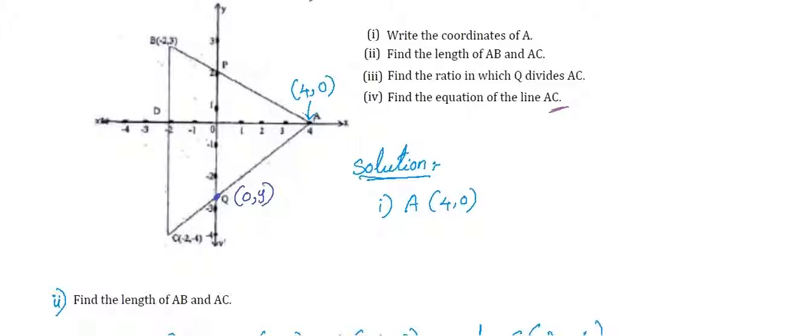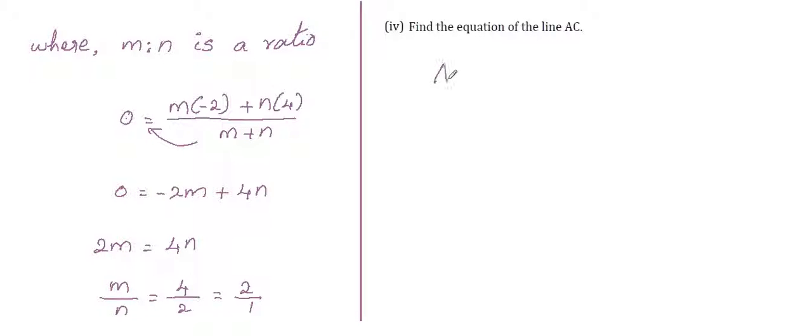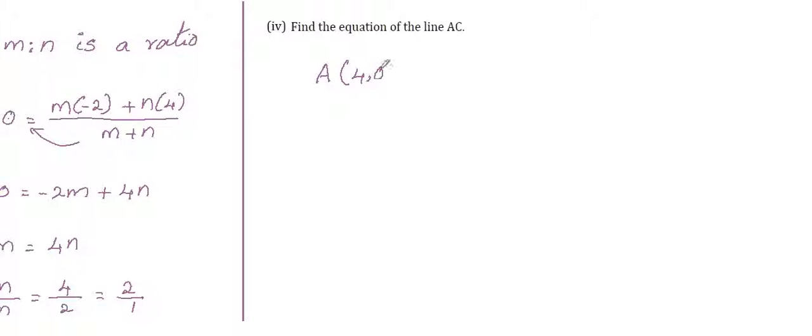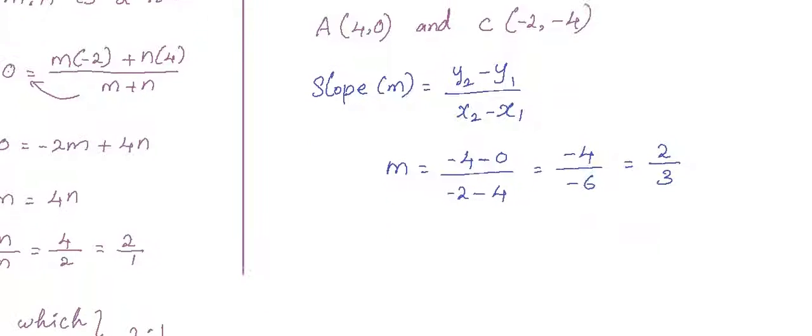Finally, find the equation of the line AC. To find the equation of the line AC, write down the A and C coordinates and then find the slope of the line AC. Slope is y2 minus y1 divided by x2 minus x1. That's the formula. If you substitute the values, we get (-4 minus 0) divided by (-2 minus 4), which is -4 by -6. So the value of the slope m is 2 by 3.